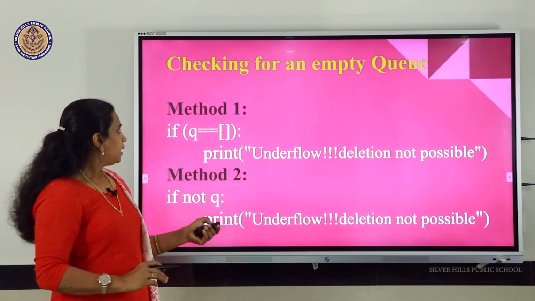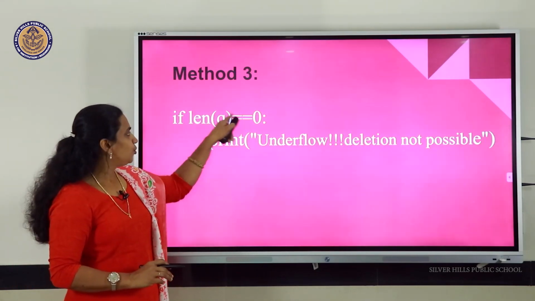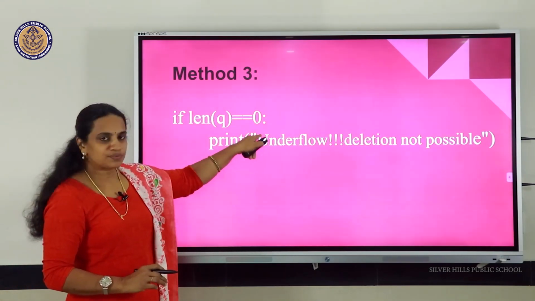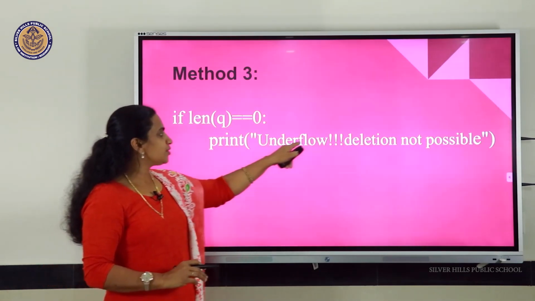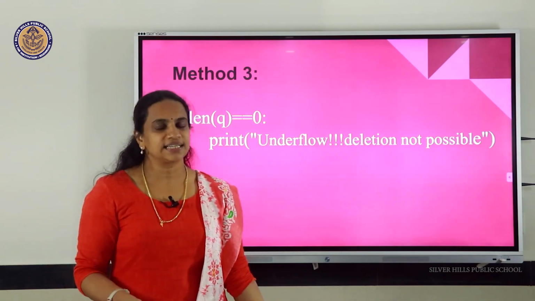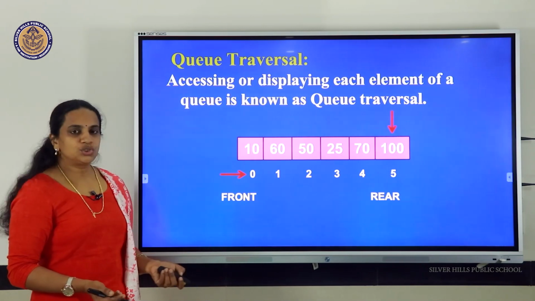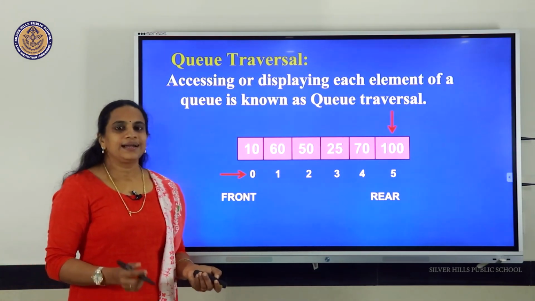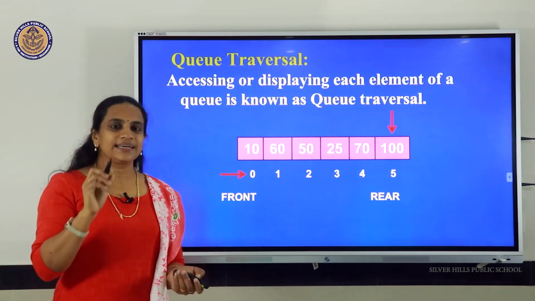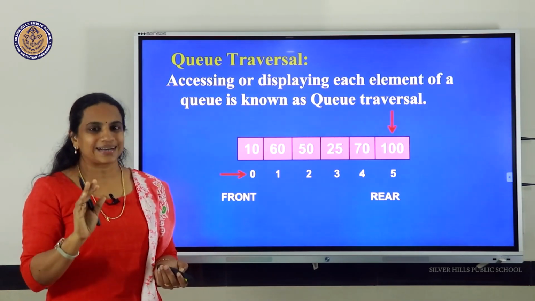Okay. Now, the third method is, same as that of stack, you can find whether the length of the queue is 0. If the length of the queue is 0, you can have an appropriate message, underflow, deletion is not possible. Okay. Now, we will move on to queue traversal. Traversal means, as I said earlier, visiting each element of a queue. It is known as queue traversal.